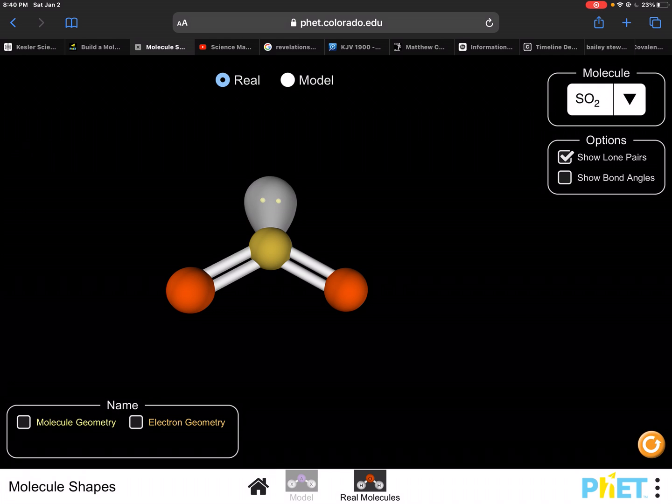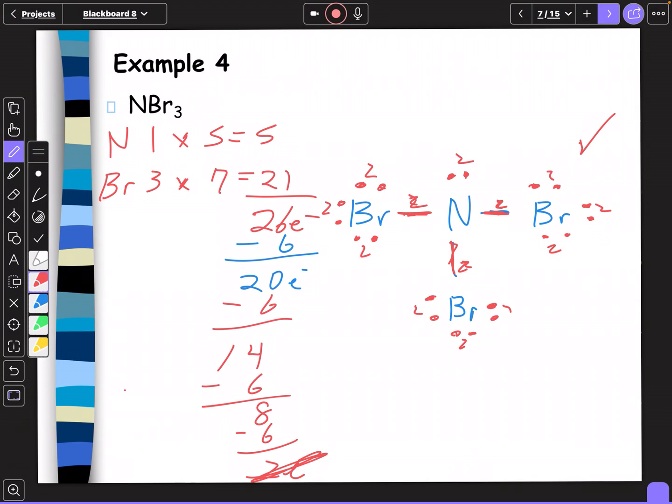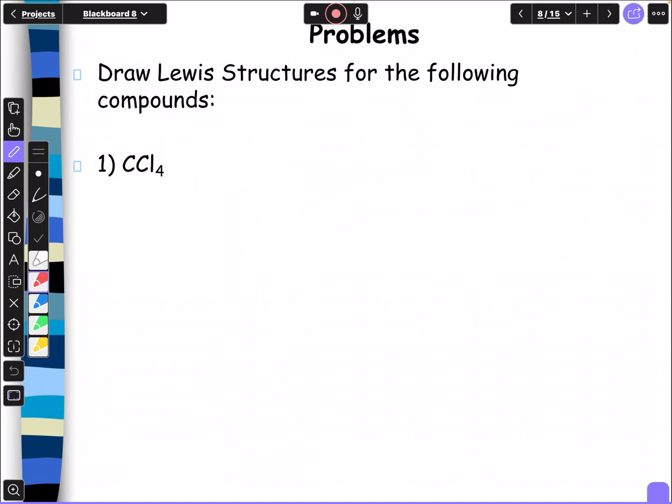Now, last thing, there are some practice problems for you to do. There are 4 of those. Once you're finished working these practice problems, you can check your answers with the PowerPoint.